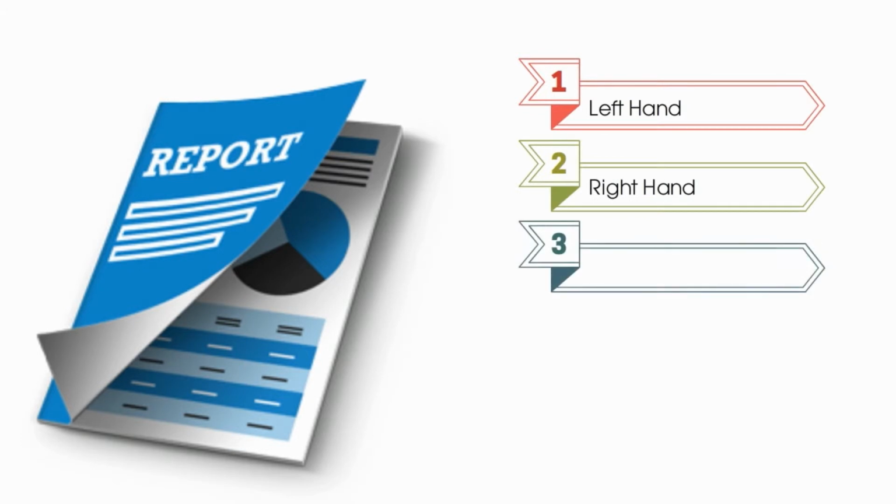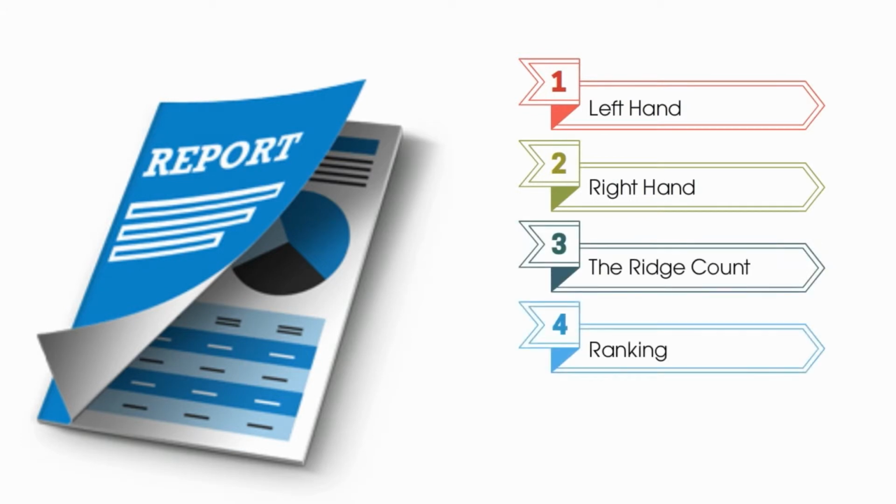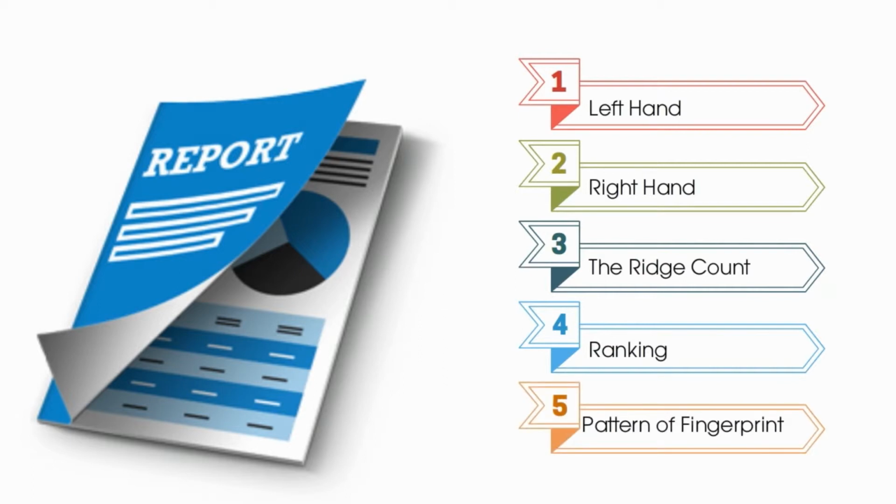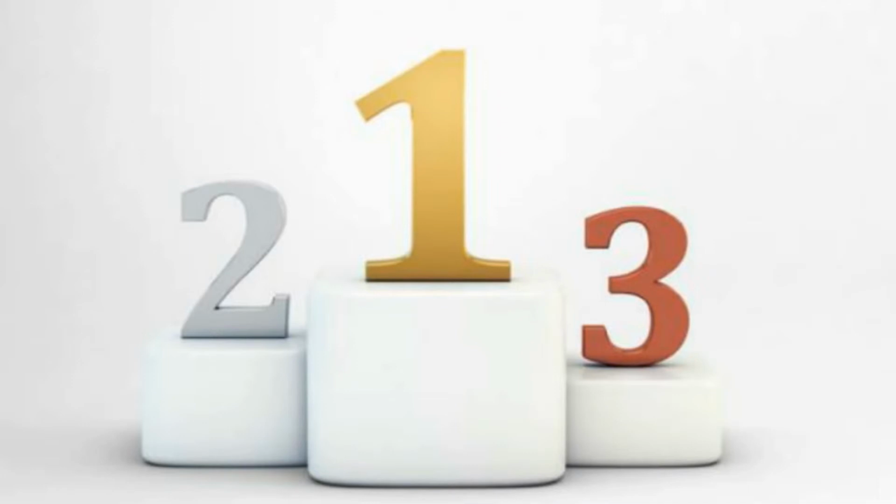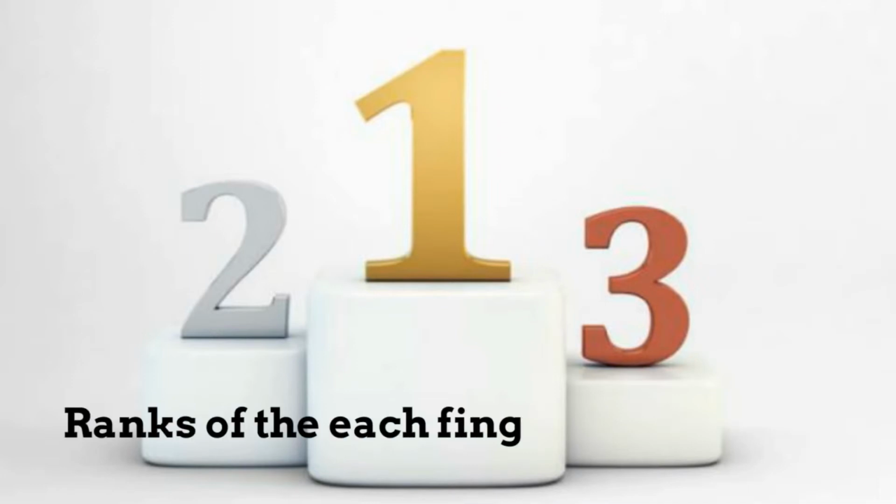So when you look at this third part of the report, you need to understand the left hand, the right hand, the ridge count, the ranking, and the kind of design or pattern of the fingerprint in order to make a holistic evaluation. But you can look at the ranks of each finger to understand the dominance of each finger and how they are all integrated together.